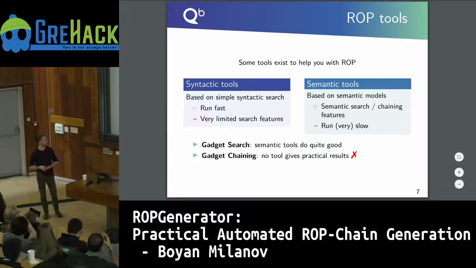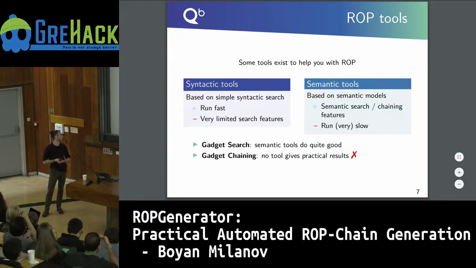Then you have semantic tools. They not only list gadgets, but they also analyze their semantics to understand what they do. And then you can provide them with a semantic query, just tell them what you want to do, and they will find the right gadgets. So in practice, for gadget search, finding a single gadget, semantic tools do quite well. So they can be very helpful. But when it comes to gadget chaining, you don't really have a tool that gives you very practical results in reasonable time, let's say.